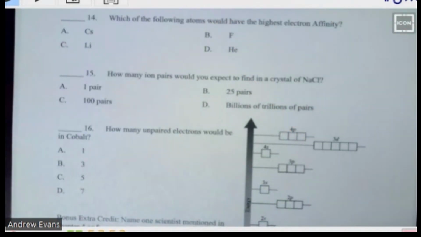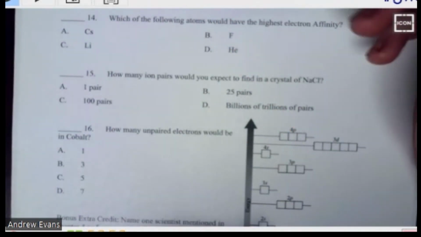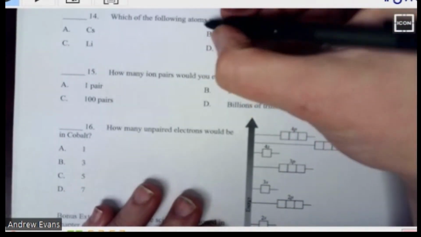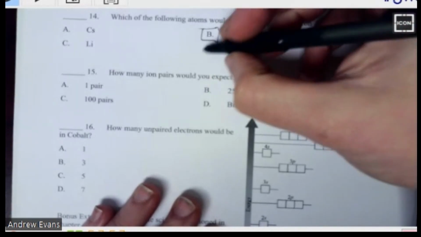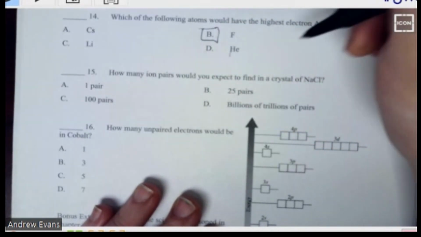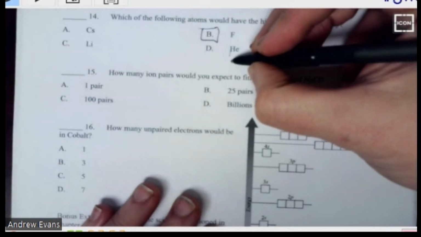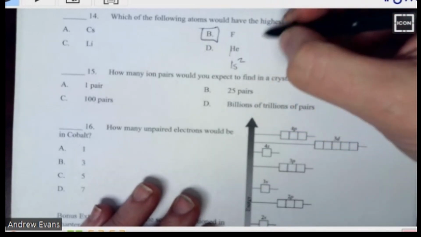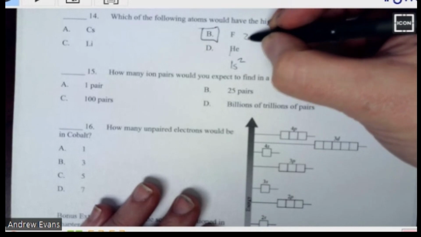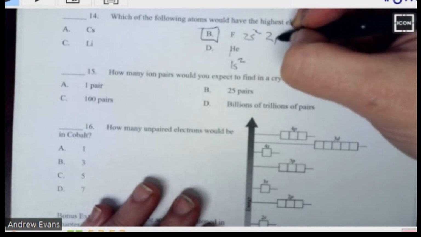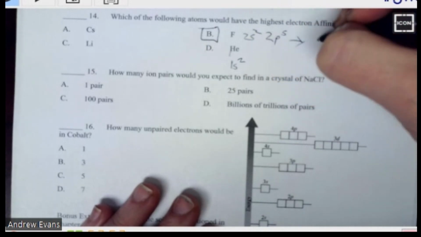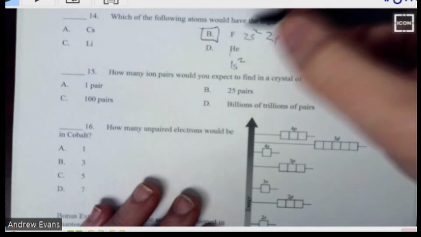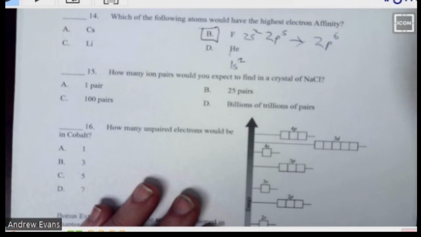Last page. Highest electron affinity. This is actually kind of tricky. It's F. You would want to say, oh, helium should have the highest, but remember, helium has a 1s2. It's full. It doesn't need electrons. This one is going to be 2s2 2p5, and it wants to go to 2p6. So it wants that electron. Well, this guy does not.